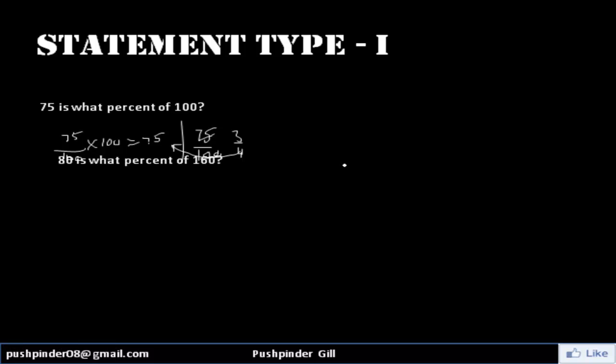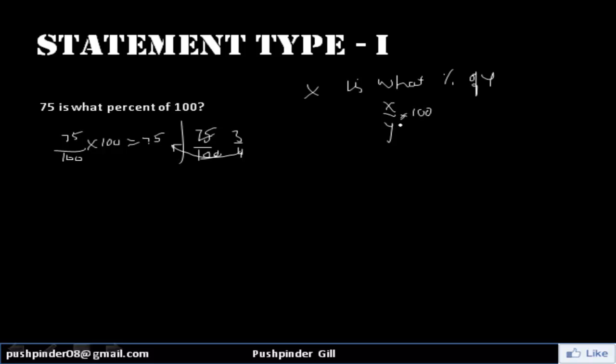So if someone asks you, okay, X is what percent of Y? Then you simply say, it's X by Y, and if you want to convert this fraction into a percentage, you just multiply it by 100. This is simple basic stuff that you must have learned in high school as well, right? So the next is, 80 is what percent of 160? You simply say it's 80 by 160, that is equivalent to 1 by 2, which is further equivalent to 50%, right? So it's pretty simple.